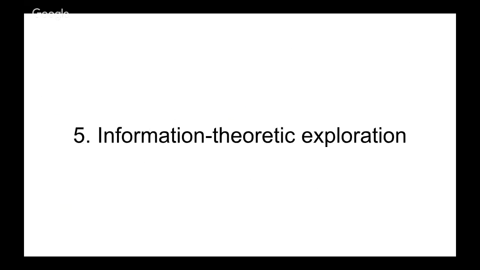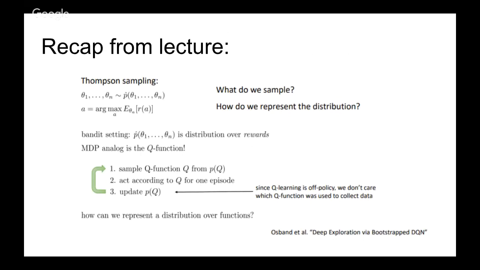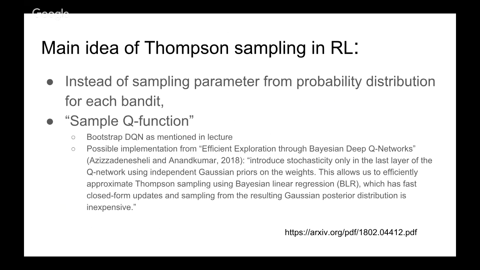And then we have from the lecture how we are going to do this for RL. What he said was that instead of sampling the parameter from the probability distribution of the bandit, if we have a Q network, kind of deep learning, then we can bootstrap this deep Q network in order to do this kind of sampling.